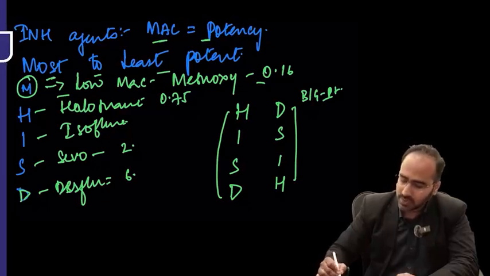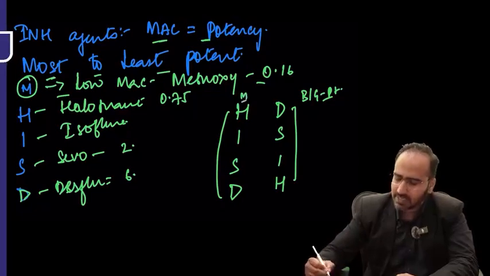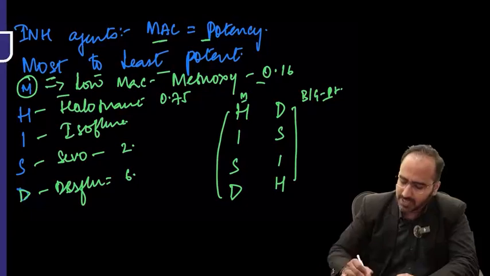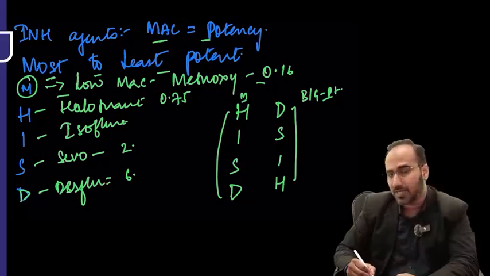Okay. In that most potent, remember, guys, instead of HISD, you can remember MHISD. MHISD, if you remember, the most potent will be what? Methoxyflurane. Right. So that's regarding the MAC and potency.